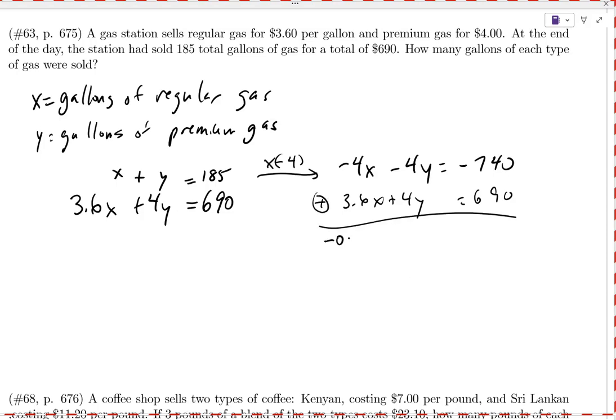We get -0.4x. The y's cancel, equals what? -50. So now divide both sides by -0.4, x equals 125. Good. We got 125 gallons of regular. How do we figure out how many gallons of y will there be?